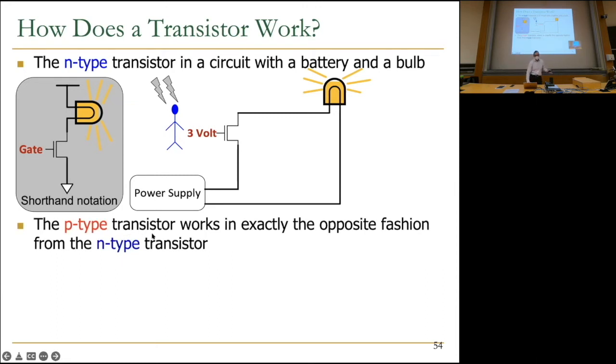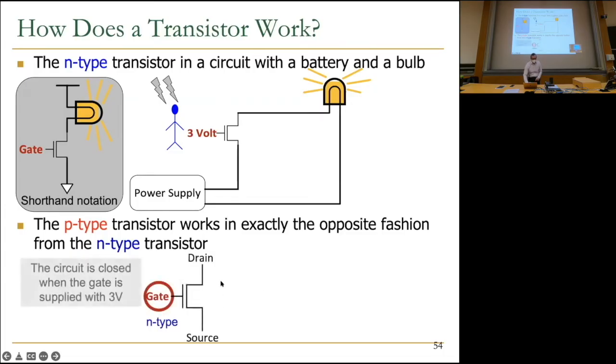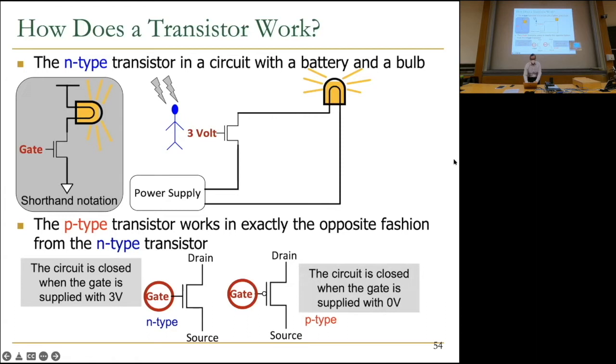And the P-type transistor, okay, this was N-type. Now I'm going to confuse you a little bit. P-type works exactly the same way, well, except with opposite voltage levels. I should say it that way. So this was the N-type transistor. In order to make it a closed circuit, you need to apply high voltage. For a P-type transistor, in order to make it a closed circuit, you apply low voltage to it. So if you apply 0 volts to it, it acts like a wire.